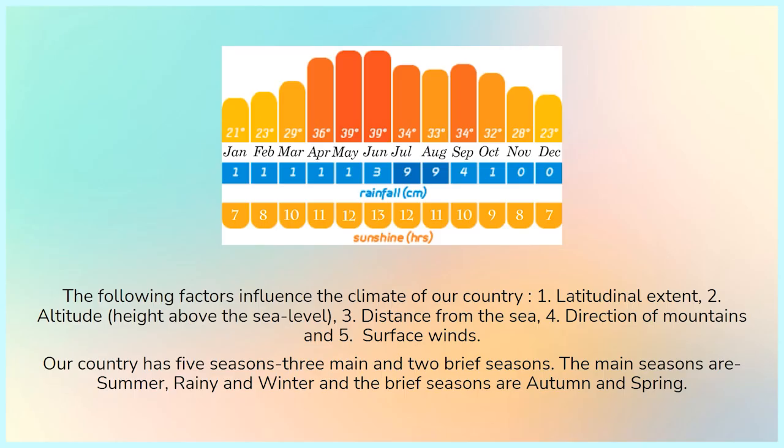The following factors influence the climate of our country. 1. Latitudinal extent. 2. Altitude, height above the sea level. 3. Distance from the sea. 4. Direction of mountains. And 5. Surface winds. Our country has 5 seasons, 3 main and 2 brief seasons. The main seasons are summer, rainy and winter, and the brief seasons are autumn and spring.